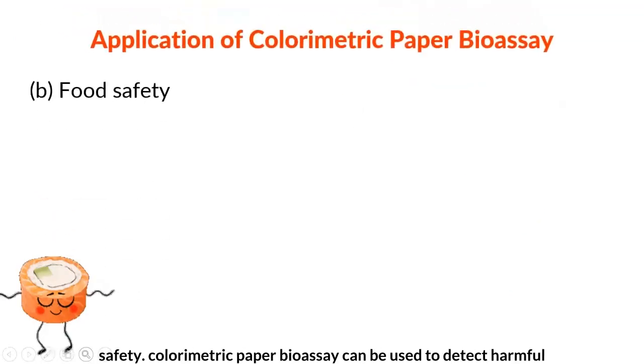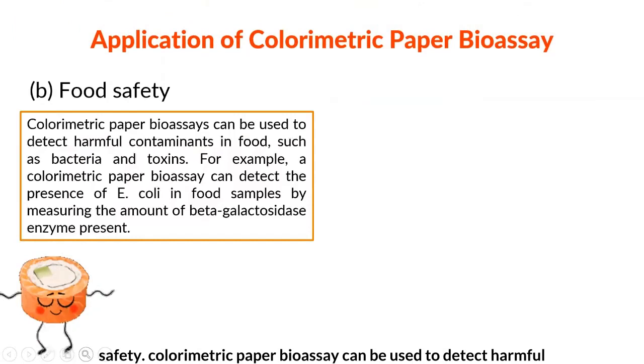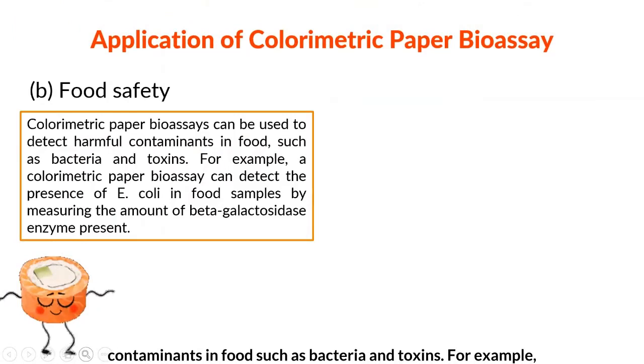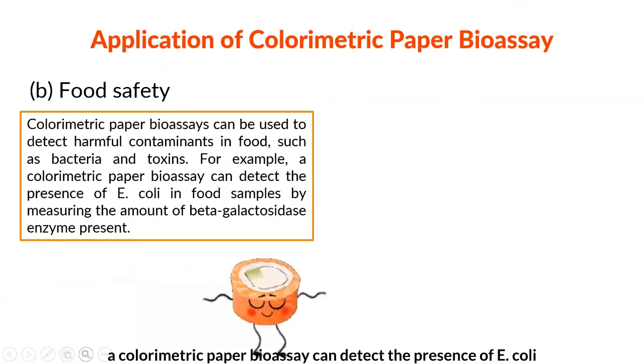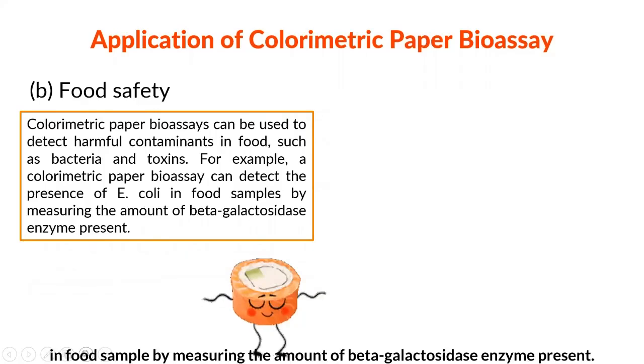Next, it can be used for food safety. Colorimetric paper assay can be used to detect harmful contaminants in food, such as bacteria and toxins. For example, a colorimetric paper bioassay can detect the presence of E. coli in a food sample by measuring the amount of beta-galactosidase enzyme present.